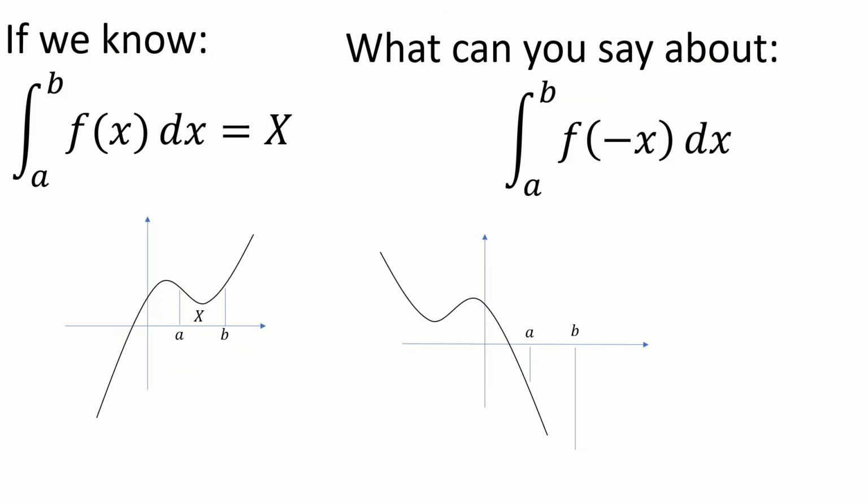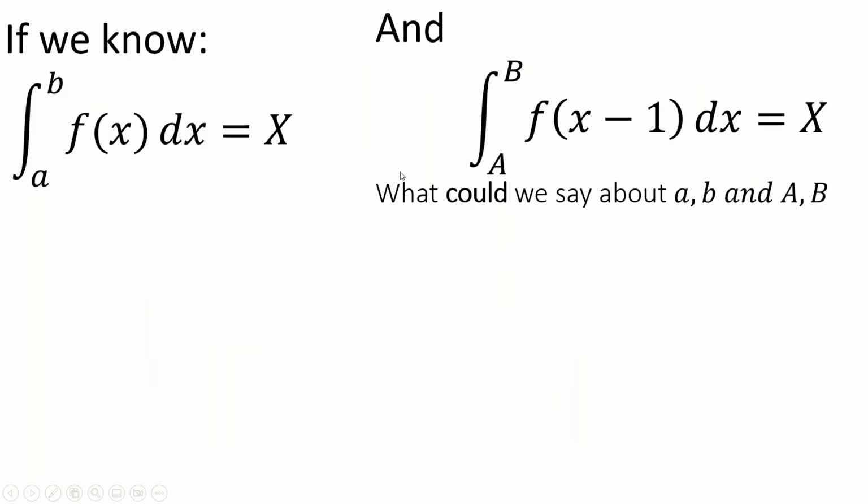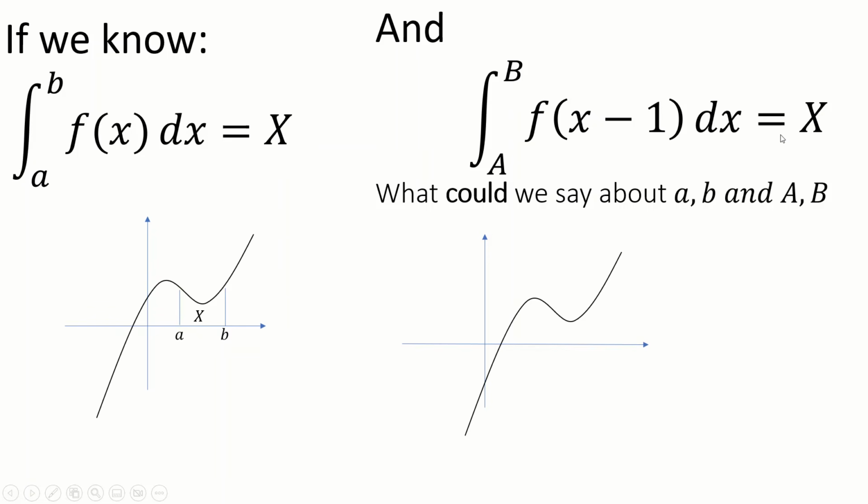But what you can say, and this is kind of interesting, is what if you had this kind of setup? What if you had that the integral of f of x between a and b was definitely this, and the integral of the function moved one place to the right was that same thing between two different limits, big A and big B? What could you say about a, b, big A and big B? Could you say anything? Well, okay, the area is still x here. We've seen this a few times.